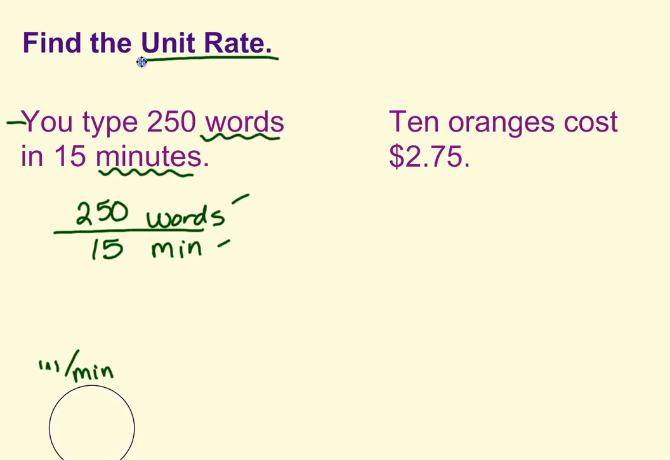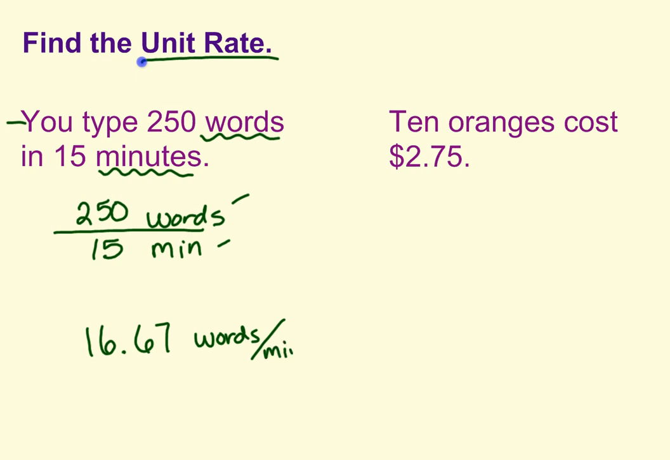And then we don't have to worry about reducing this fraction. It's okay to grab a calculator and just divide. So I'm going to take 250 and divide it by 15. And I got 16.67 repeating, or 16.6 repeating, excuse me. So maybe I'll just round it to the hundredths place. So 16.67, and this one does get a label, words per minute. And that's the unit rate.